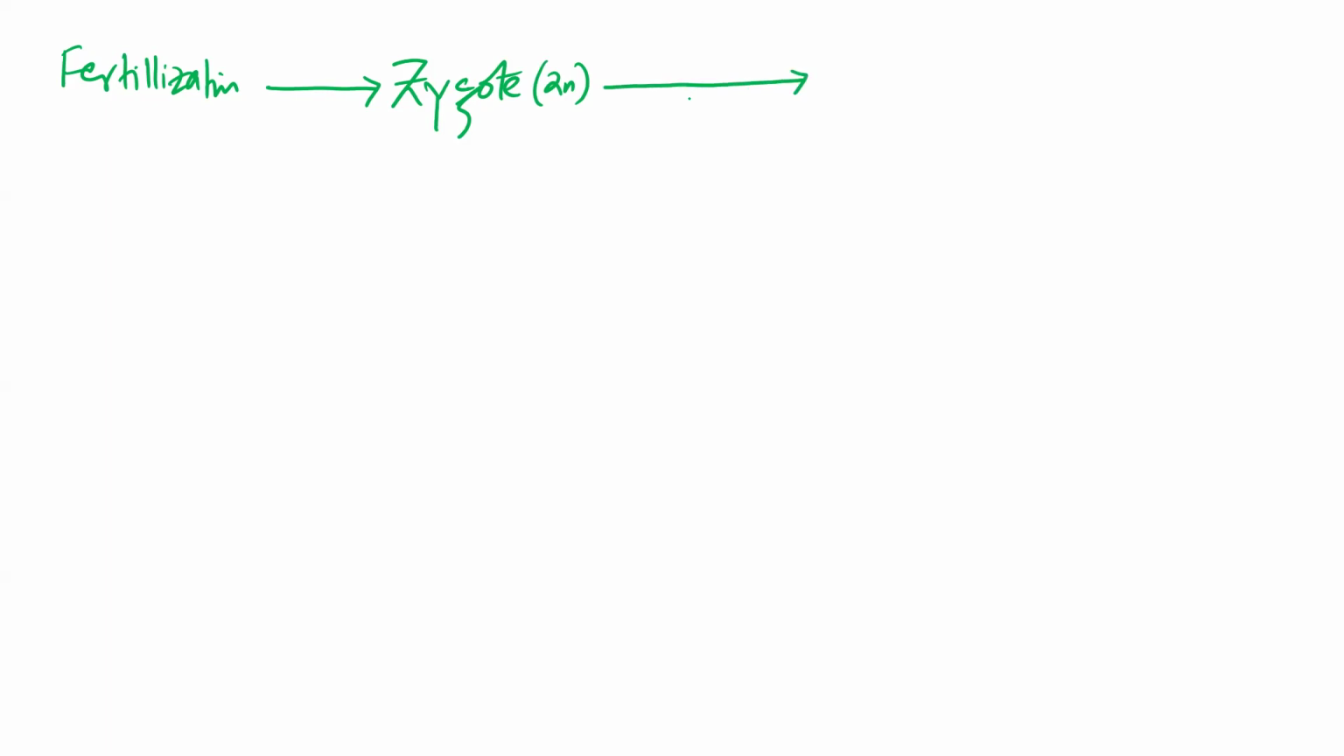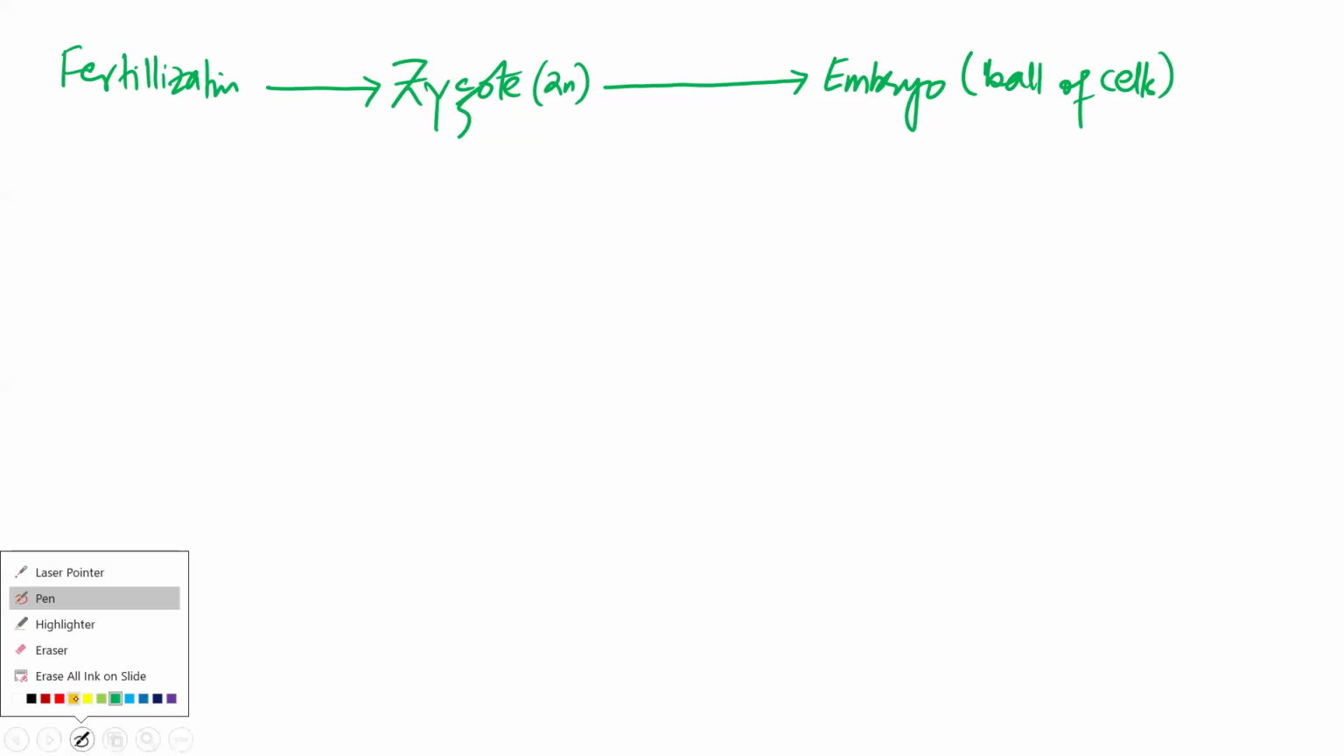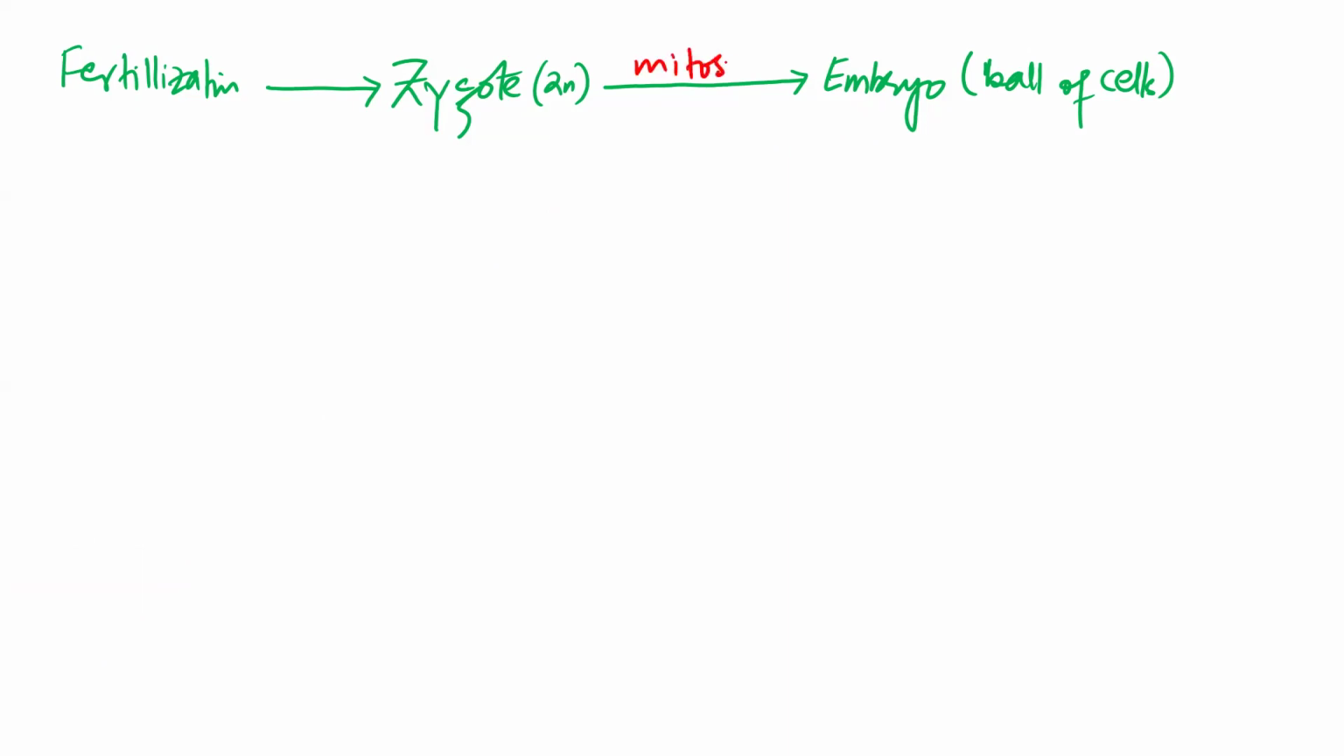Which then divides by dash. Anybody? Mitosis. Yeah, and makes a ball of cells called dash. Embryo. Yeah. So what is embryo? A ball of cells. You know, the zygote keeps dividing. When it starts going down, it moves down to the uterus. It keeps dividing as well.